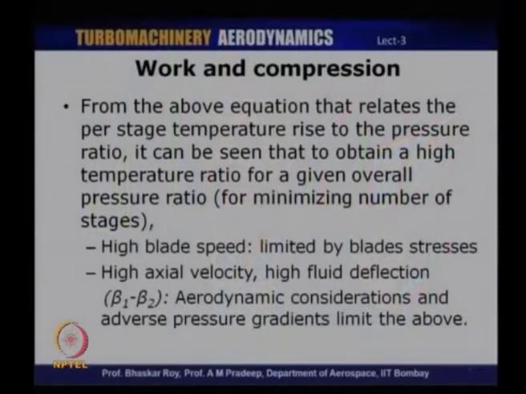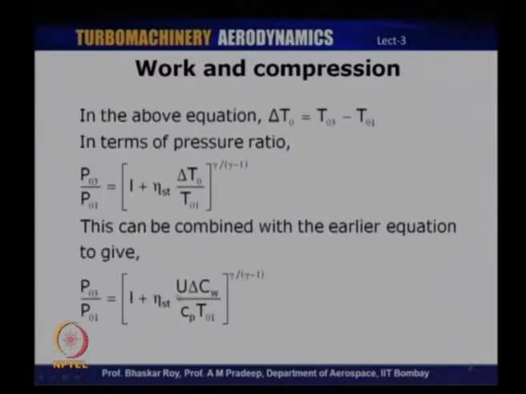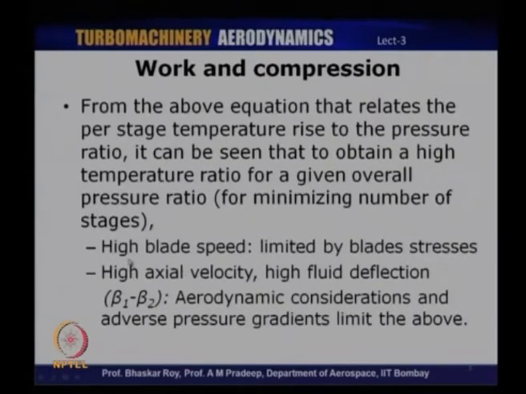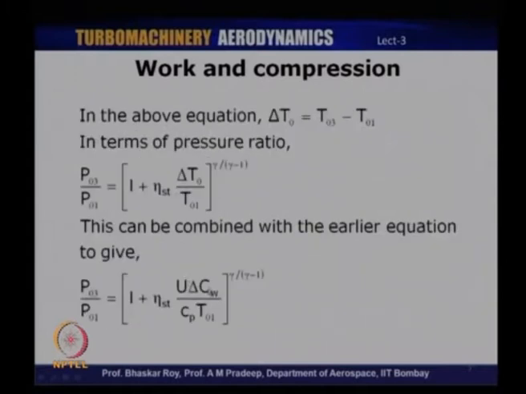Now, if you take a closer look at the expression that you have just derived, we can see the per stage temperature rise, which is the equation that relates the temperature rise to the pressure ratio. We see that to obtain a high pressure ratio overall, there are two possibilities which can lead to a minimum number of stages. One is that you can increase the blade speed, because the pressure ratio is directly a function of the blade speed, and the other is of course to increase the axial velocity, because that is something which would come up here.